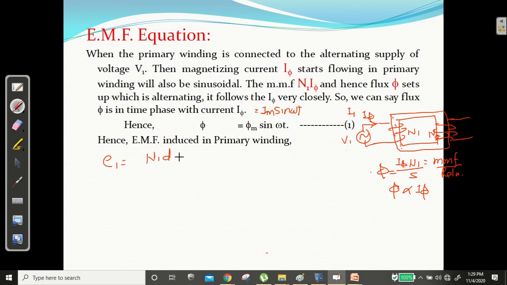So EMF induced on the primary side, what will be E1 equal to what? According to Faraday's law, EMF will be induced, E1 equal to N1 d phi by dt, और यहाँ according to Lenz's law minus sign is there, whatever EMF is induced will be opposite to the cause, and what is the cause, supply voltage V1, so E1 यहाँ पर minus sign आ जाएगा, but याद रखना V1 और E1 अपोजिट है, ओके? So minus N1 d phi by dt, and phi क्या है? Phi m sin omega t.